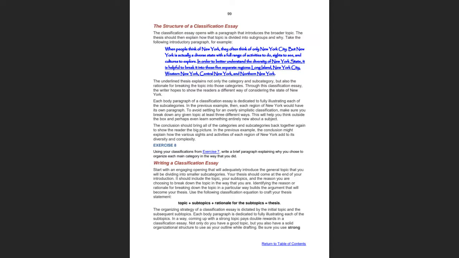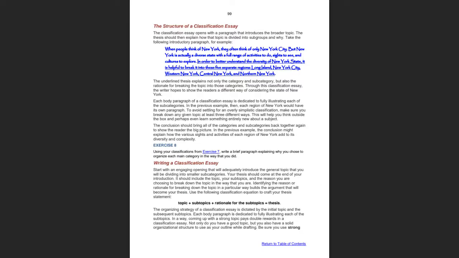A classification essay opens with a paragraph that introduces the broader topic. The thesis should then explain how the topic is divided into subgroups and why. Take the following introductory paragraph, for example. When people think of New York, they often only think of New York City. But New York is actually a diverse state with a full range of activities to do, sights to see, and cultures to explore. In order to better understand the diversity of New York State, it is helpful to break it into these 5 separate regions: Long Island, New York City, Western New York, Central New York, and Northern New York.